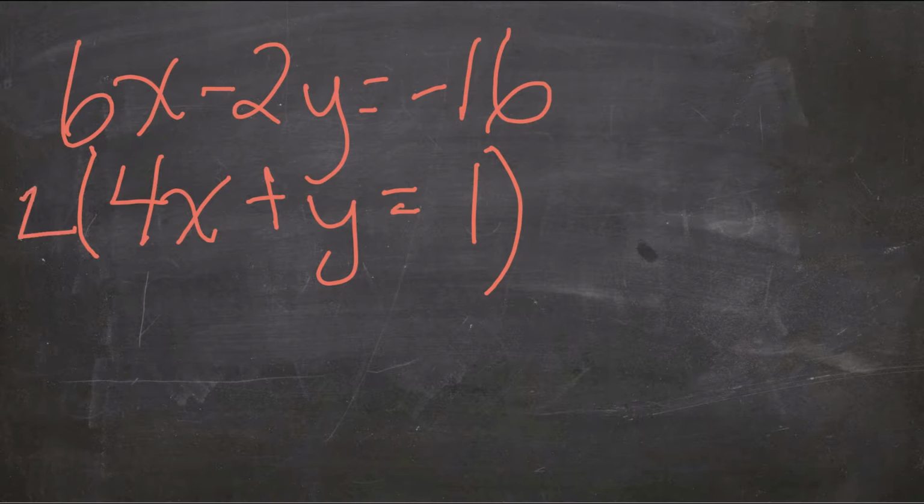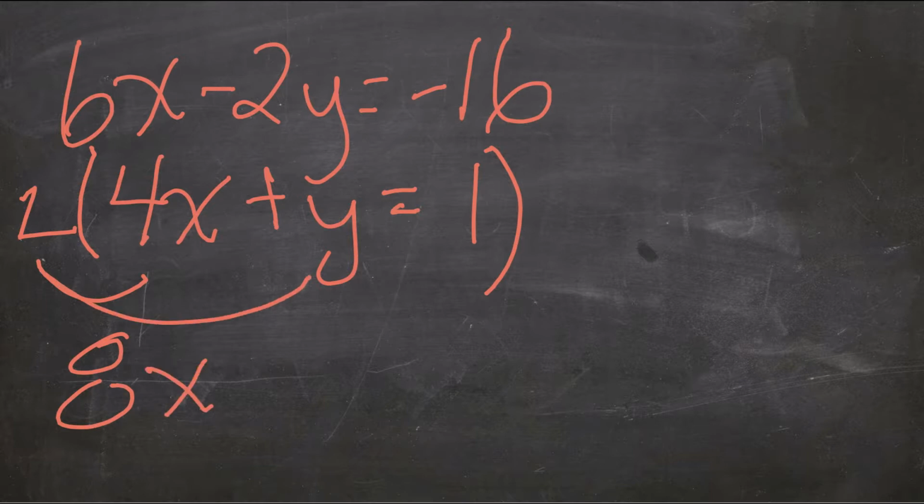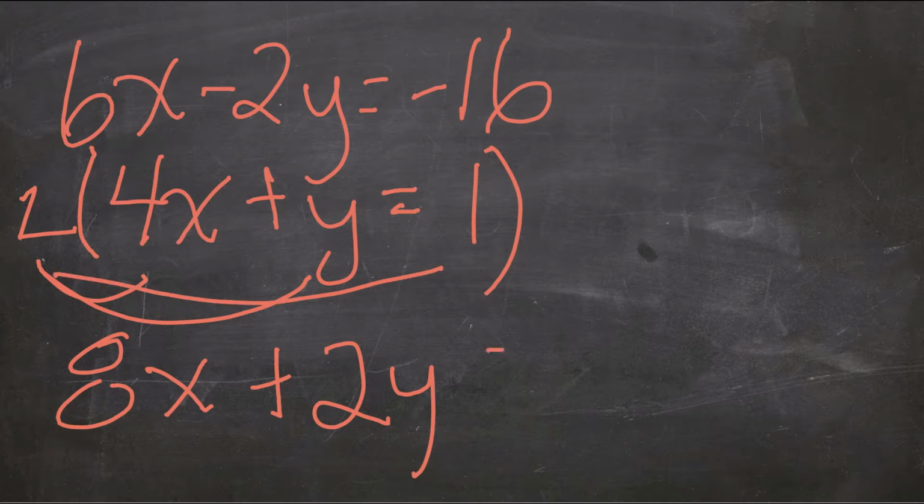So I get 2 times 4x, that gives me 8x. 2 times y, that gives me 2y. And 2 times 1 is 2. So I'm going to go ahead and rewrite the new system with the new equation.